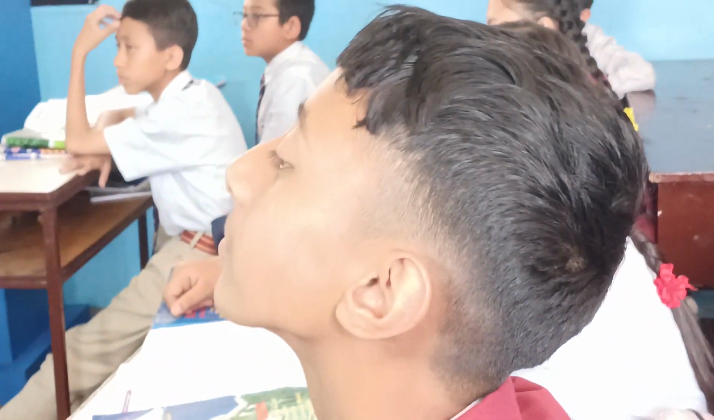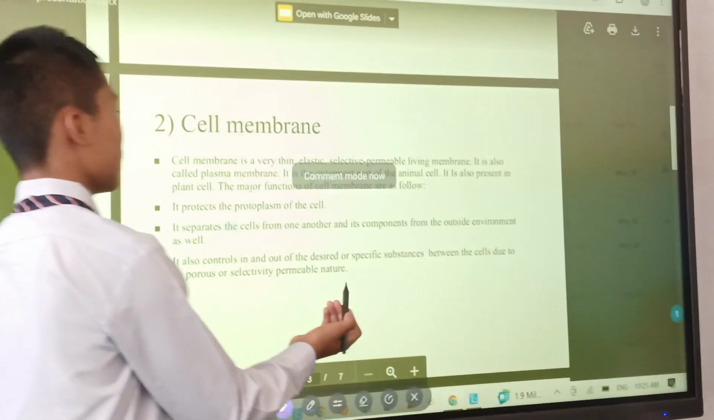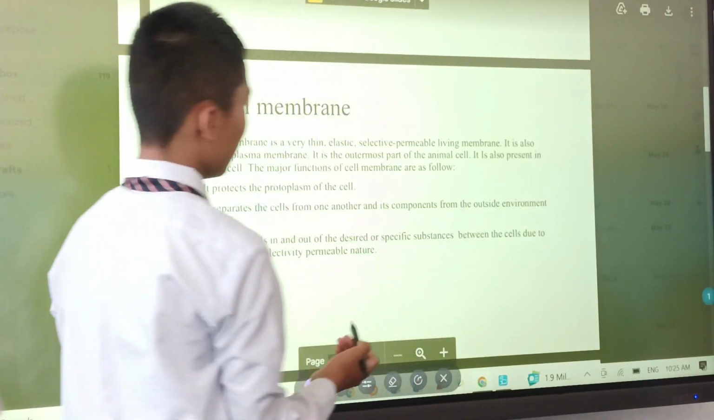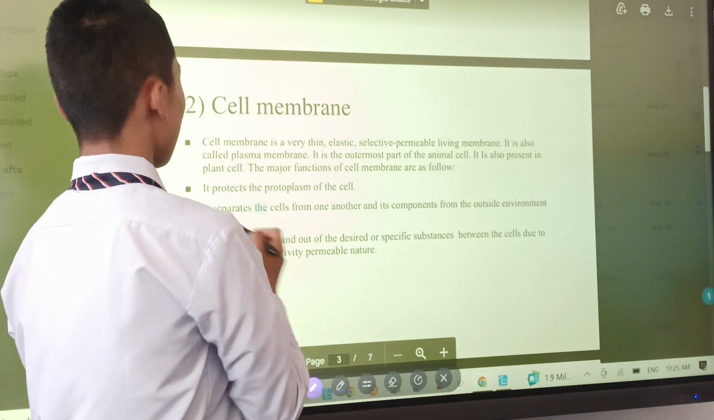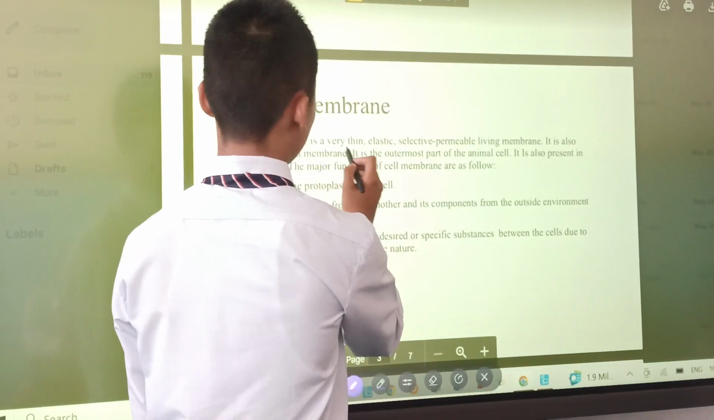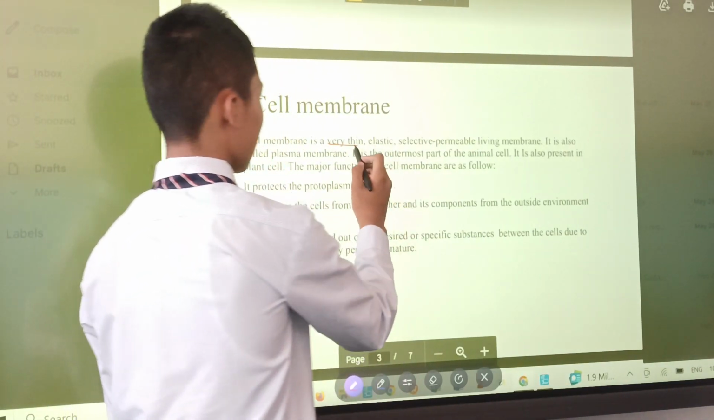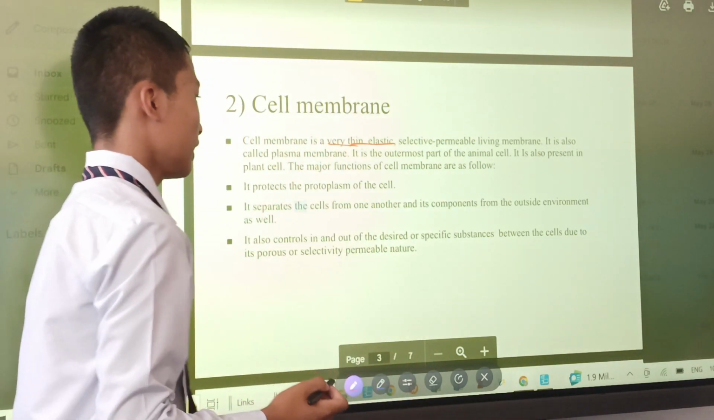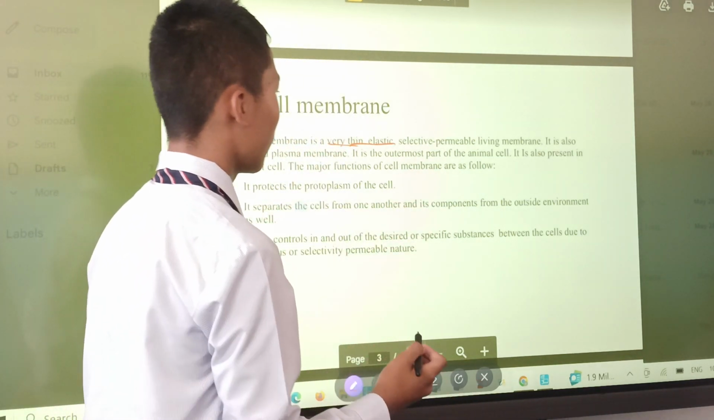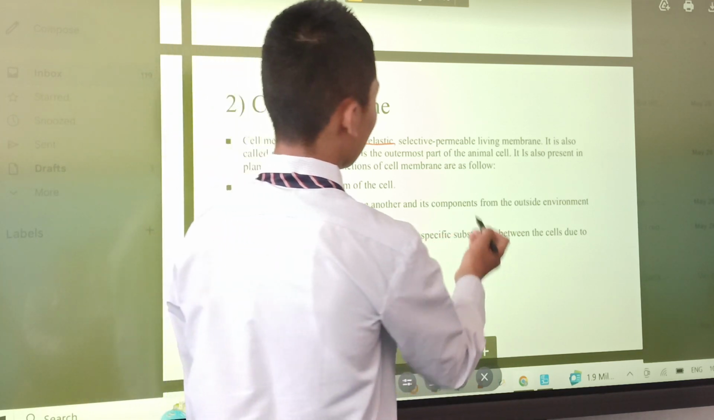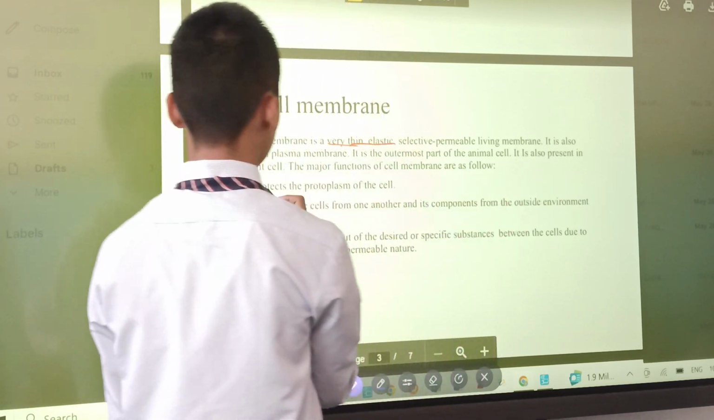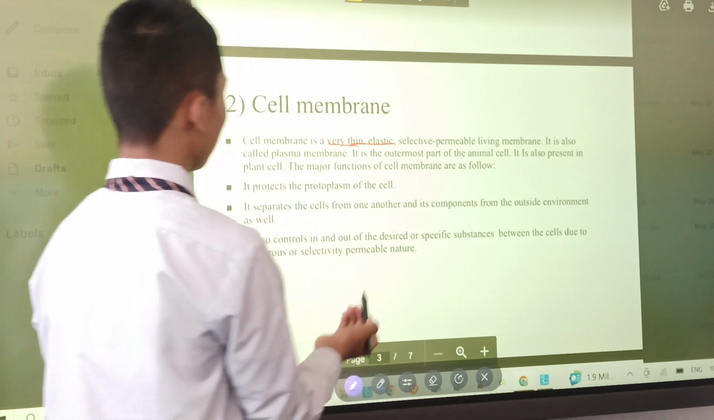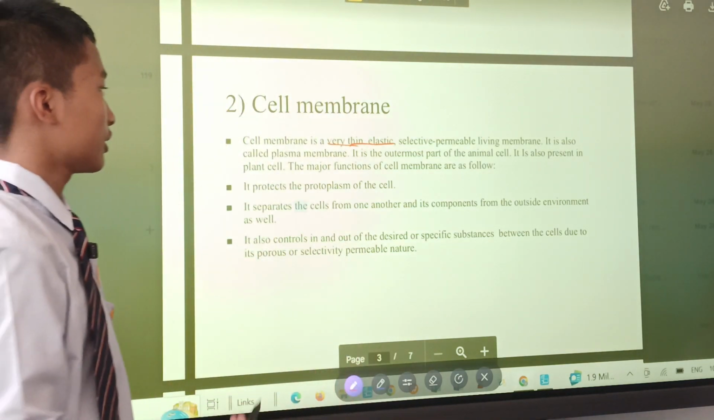Now my second slide is about cell membrane. Cell membrane is a very thin, elastic, selective, permeable living membrane. It means that the cell membrane is very thin, and it is elastic. Selective, permeable means it chooses what goes in and out of the cell. It is also called plasma membrane. Plasma membrane is another name of cell membrane.